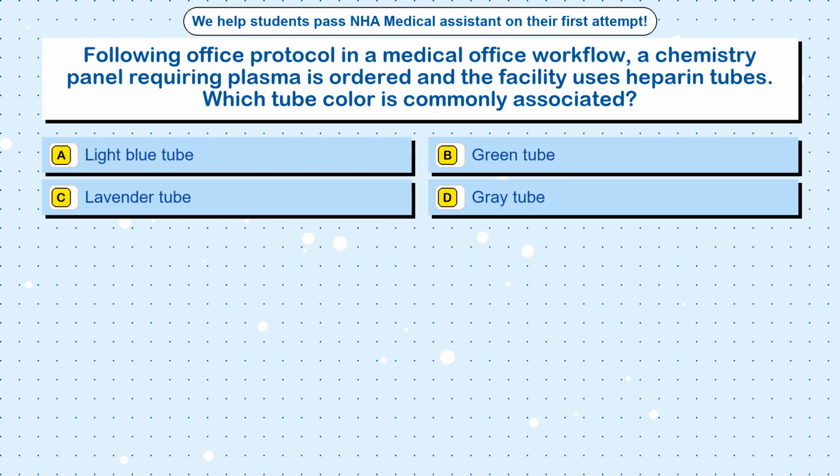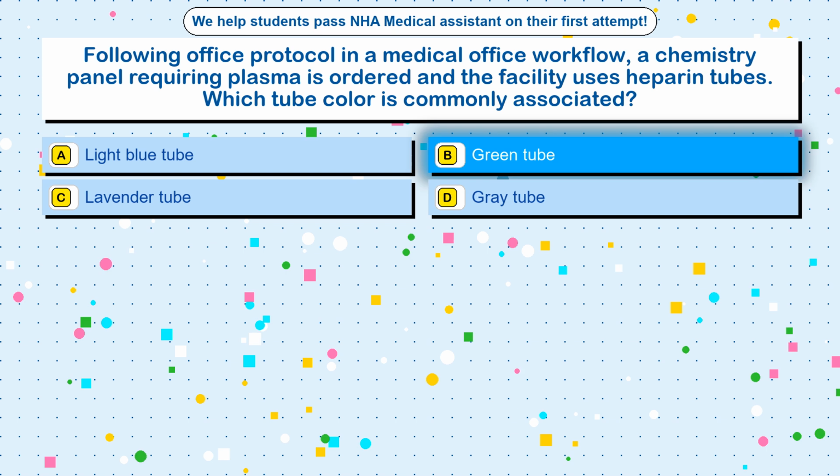Question 81. Following office protocol in a medical office workflow, a chemistry panel requiring plasma is ordered and the facility uses heparin tubes. Which tube color is commonly associated? Option A, light blue tube. Option B, green tube. Option C, lavender tube. Option D, gray tube. The correct answer is option B, green tube.